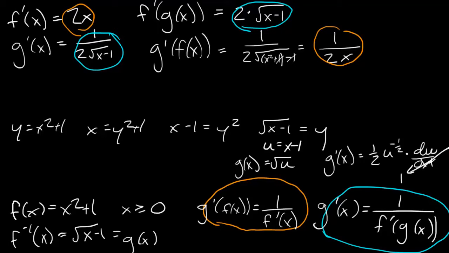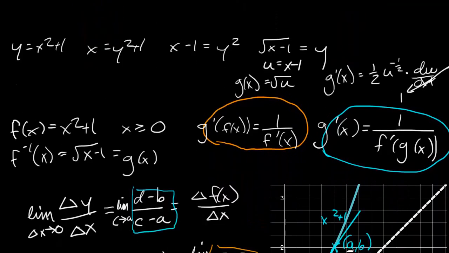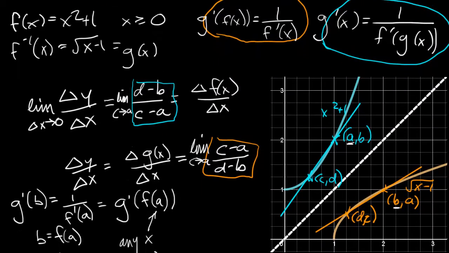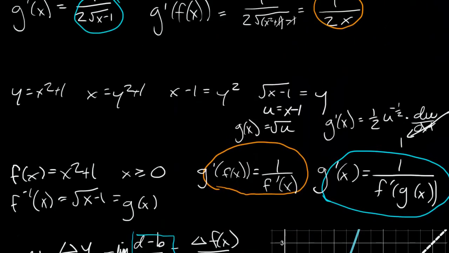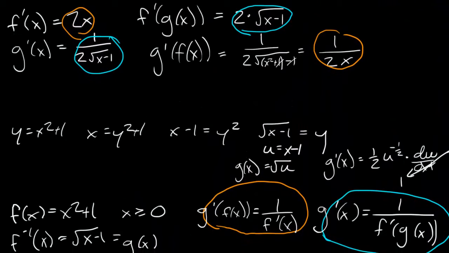Is that the end? Did we do it? Well, let's see. First, we did this geometric argument saying that the derivatives should be the reciprocals. And then we did some math, and we found the derivative 2 different ways. We found it by substituting g of x into f prime of x and taking the reciprocal. And we used the inverse function and used the chain rule to find the derivative. And the answer is agreed.